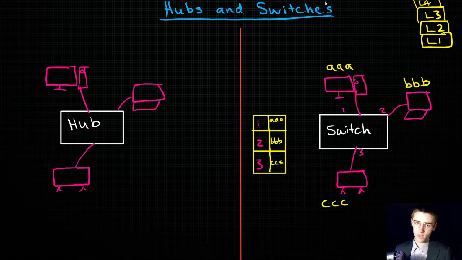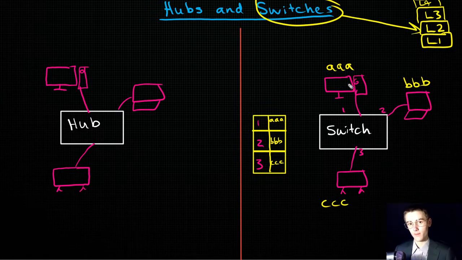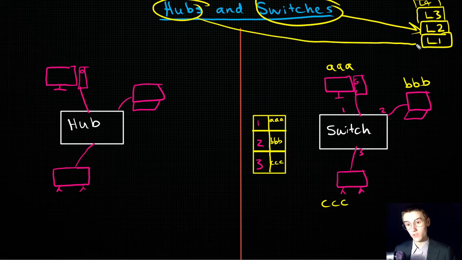So switches live at layer 2. That means they deal with MAC addresses. Hubs live at layer 1. They're like dumb switches. They don't look at MAC addresses. They just take in some signal and repeat it. I'll go in a bit more detail, but here we see a hub at layer 1, a switch at layer 2.